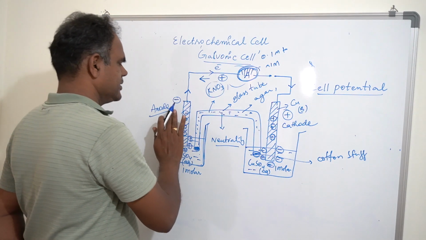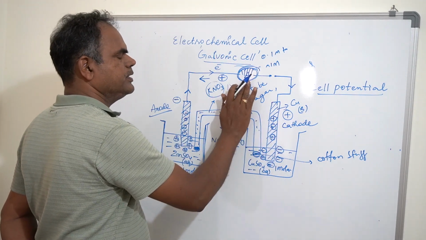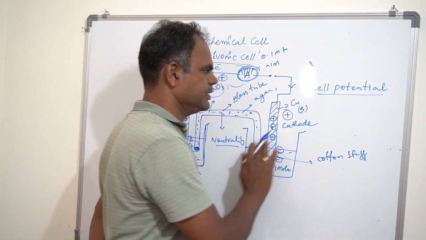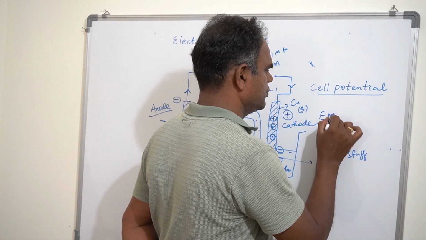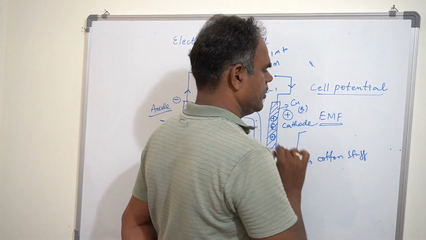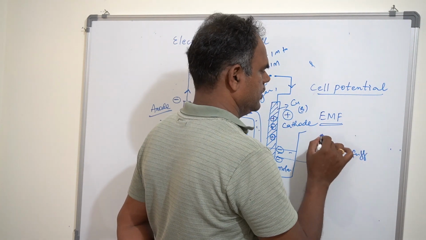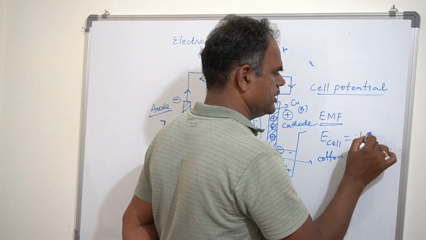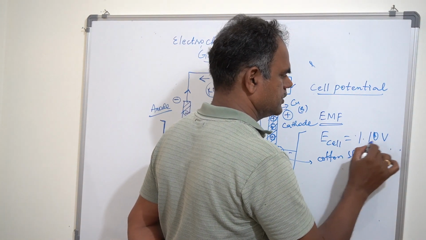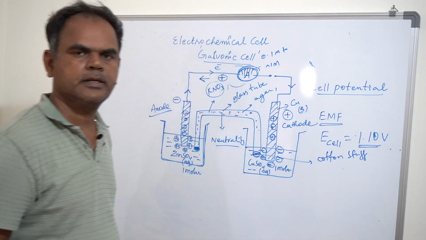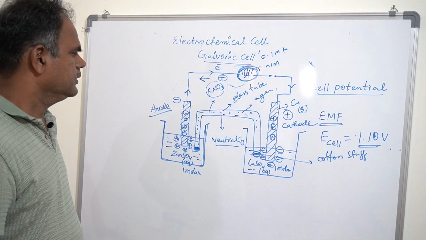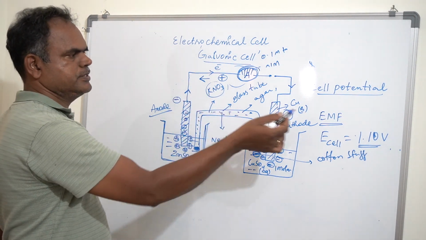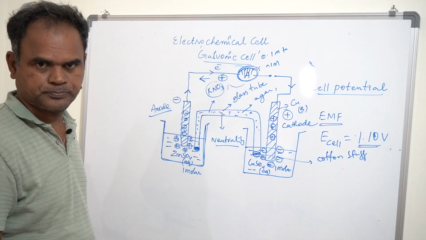So the moment you connect the anode to the cathode, the ammeter shows a reading. The EMF of the electrochemical cell, electromotive force, or the cell potential, is equal to how much? Around 1.10 volts. You can notice the cell potential is 1.10 volts. That means it generates a current equivalent to 1.1 volts.